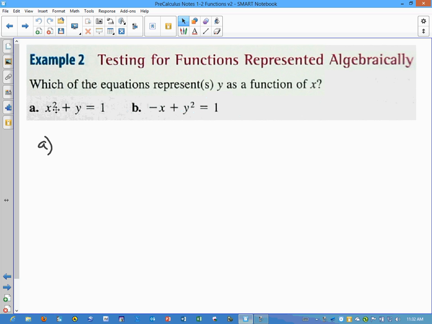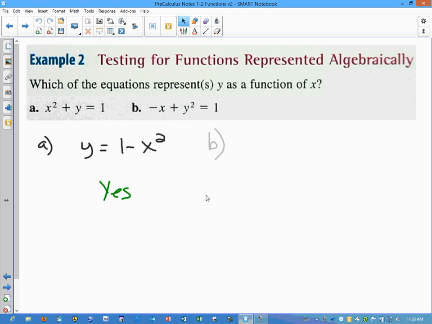So for a, we want to get y all by itself, so we subtract x squared from both sides. That gives us y equals 1 minus x squared. Once we have it solved for the dependent variable, then we use a little bit of logic and ask ourselves, if I put any number in for x, am I going to get only one result for y? And this is a polynomial equation, so yes, we're going to have no problems here. Any number I choose to plug in for x, you're going to square it, subtract that from 1, and that will give you a single number. So therefore, yes, this is a function.